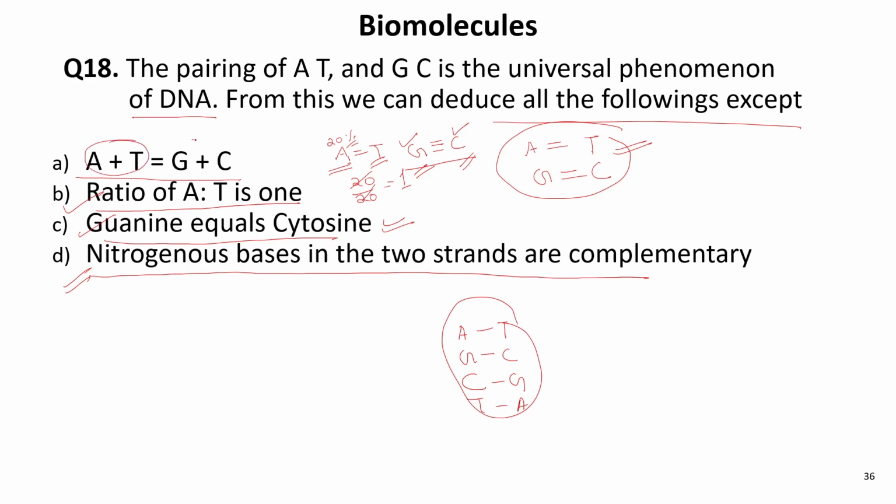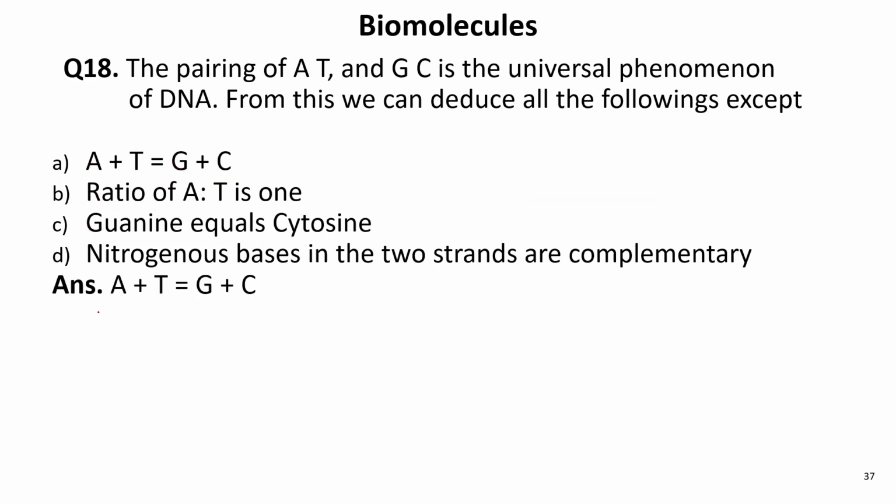A plus T is equal to G plus C. So this is according to the Chargaff rule. Chargaff rule says that purine is equal to pyrimidine, the percentage of purine is equal to the percentage of pyrimidine. So purine is adenine and guanine, and pyrimidine is cytosine and thymine. So this is incorrect. So the correct option is A plus T is equal to G plus C. This is incorrect.